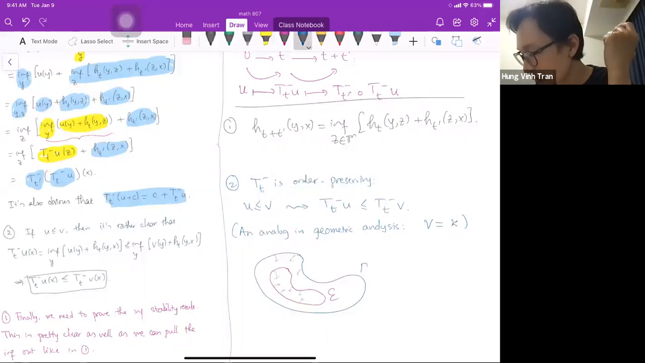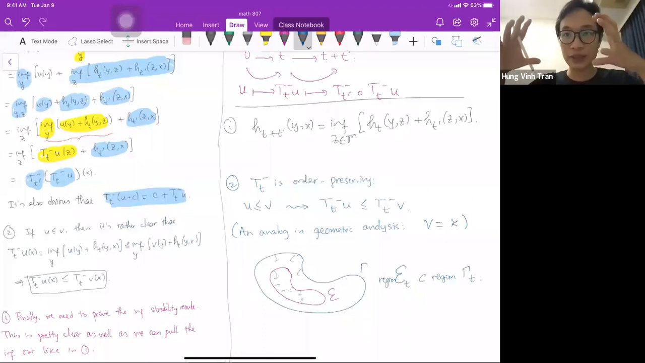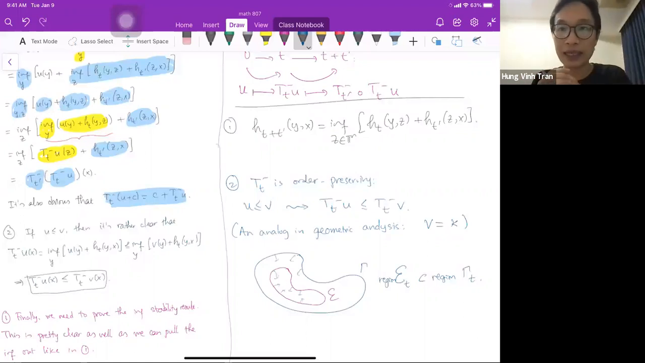then what it tells you is that the region E(t) enclosed by epsilon is always going to be a subset of the region enclosed by gamma(t) as time goes. So that's order preserving, right? You have the two manifolds moving inward, and if one is enclosed by the other, then it is always enclosed by the other. So that's sort of like the order preserving property.